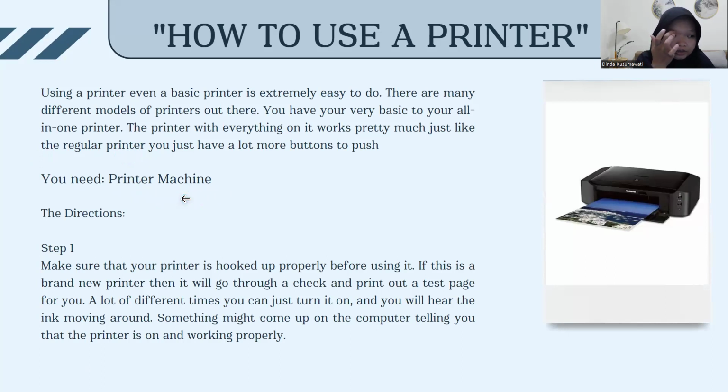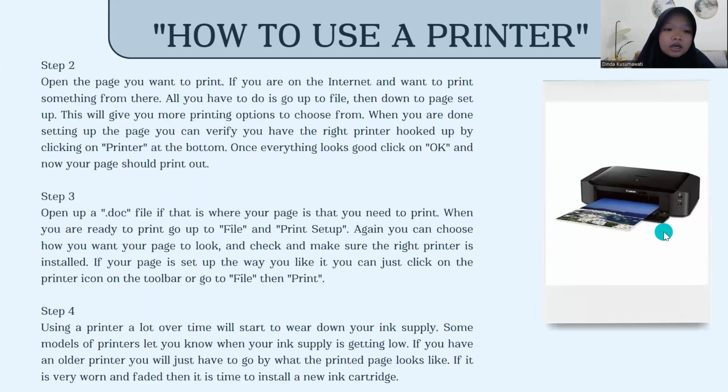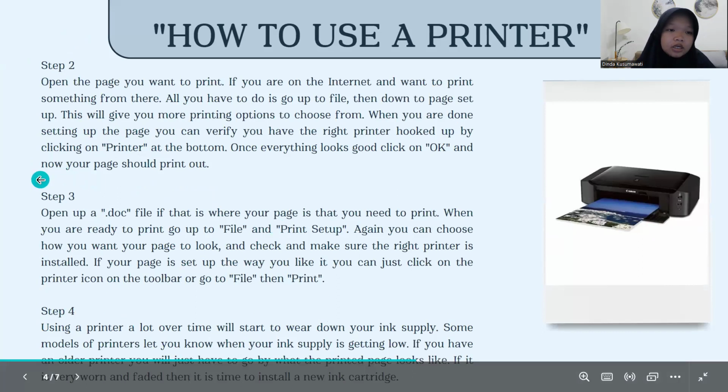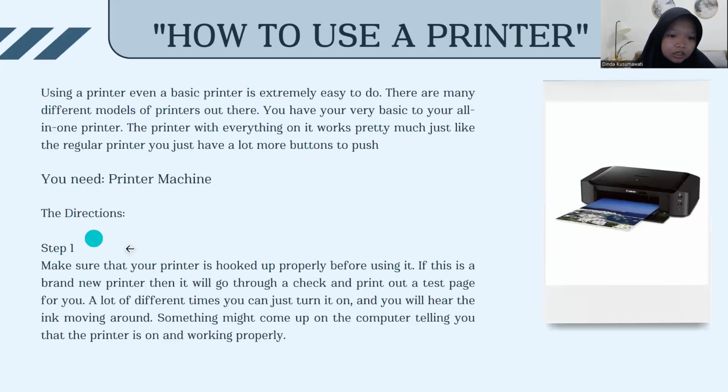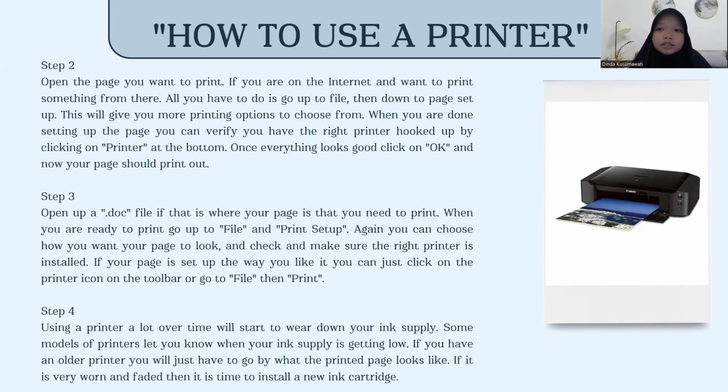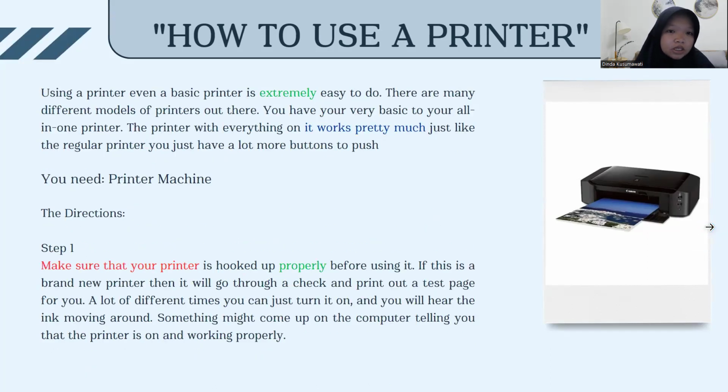And then the last generic structure is the steps. It's here. The first step, second step, third step, and fourth step. So the steps here are the generic structure steps of the procedure text. And next, we're going to analyze the language features. So the first language feature we're going to analyze is simple present tense.